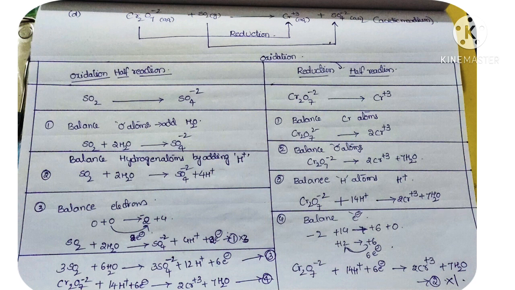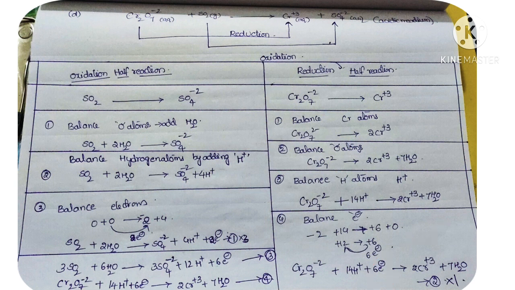And the next step is to balance charges by adding electrons. The charge on Cr2O7 is minus 2 and the 14 H plus ions give plus 14, and on the right side 2Cr plus 3 has charge plus 6, that is plus 3 into 2. The water molecule charge is 0. So on the left side the charge is plus 12 and on the right side the charge is plus 6. So we add 6 electrons on the left side. So the equation becomes Cr2O7 minus 2 plus 14H plus plus 6 electrons gives 2Cr plus 3 plus 7H2O. This is equation 2.